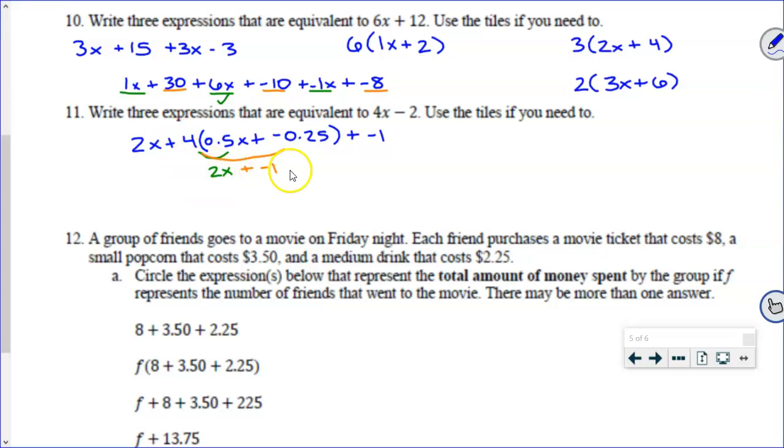And then after we just do that distribution, we have this extra 2x to add to it and an extra negative 1 to add. Those are going to combine to give me the negative 2, and these are going to combine to give me the 4x. That works. Nicely done. And I like the use of the decimals, not being afraid of the decimals. I like that. Okay, give me another one, Luke.